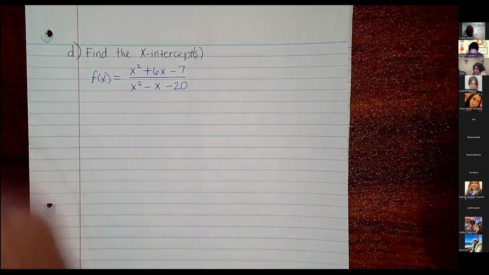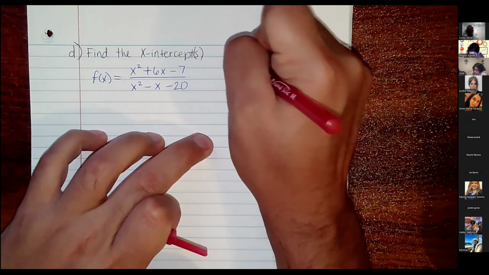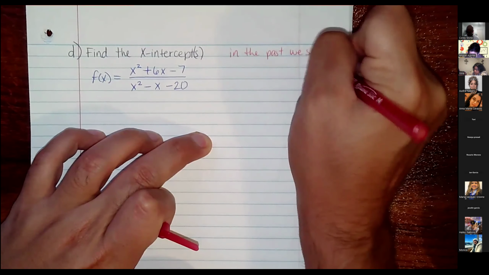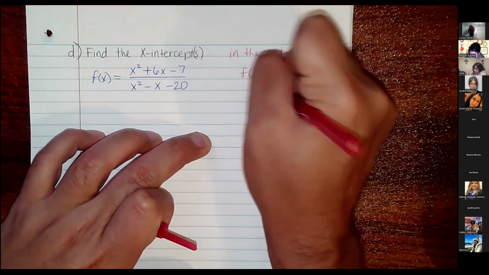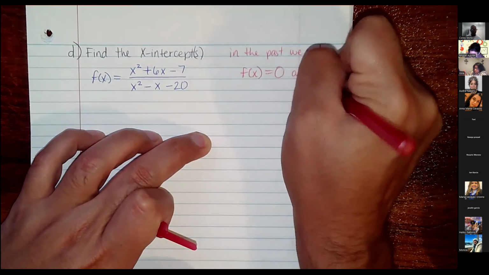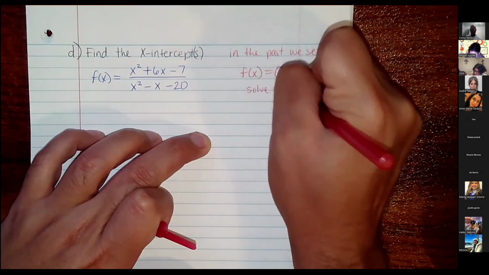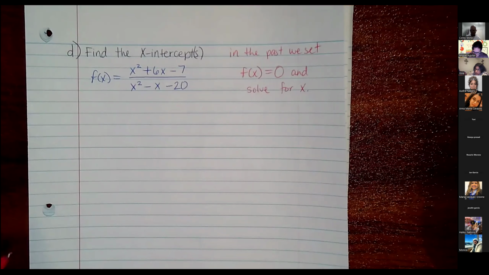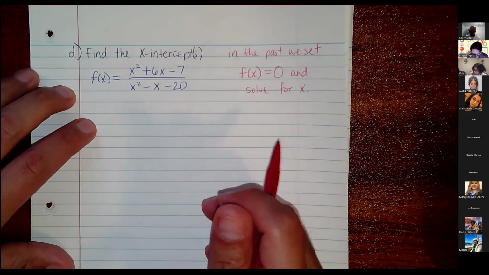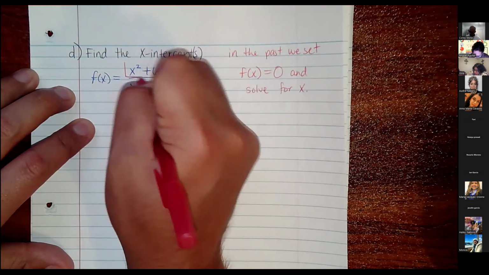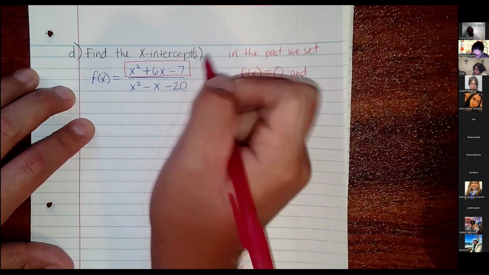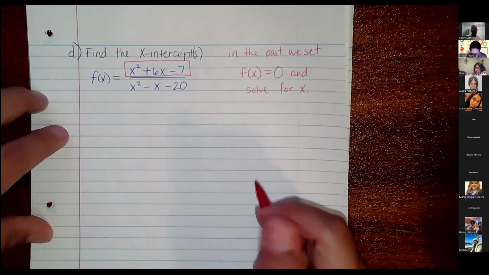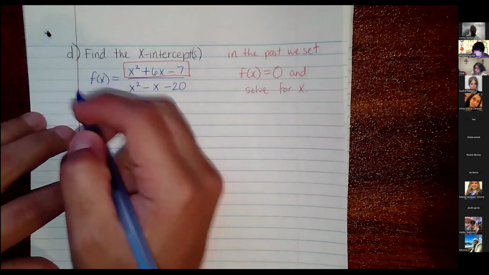So I'm going to put here, in the past, we set the function f of x equal to 0 and solve for x. However, for rational functions, we just need to set the numerator equal to 0. Okay, so that's going to be a really important key.